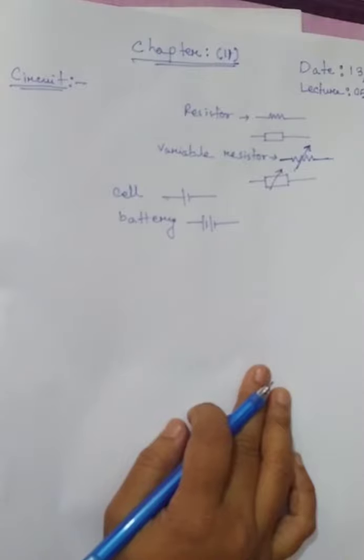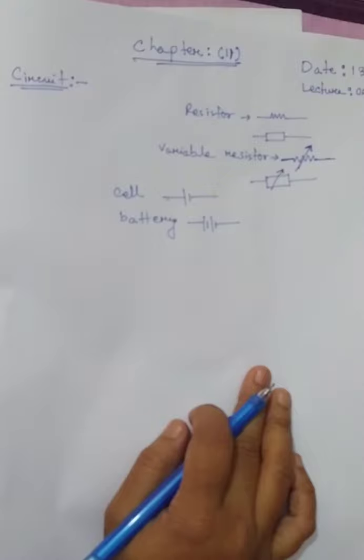The basic difference is that a cell is a unit part, and by combining two or more cells, we can get a battery. That means the battery has larger potential than a cell. A cell has lower potential than a battery, because by combining two or more cells, we can get a battery, and a battery will give more power to us. So these are the differences between cell and battery.